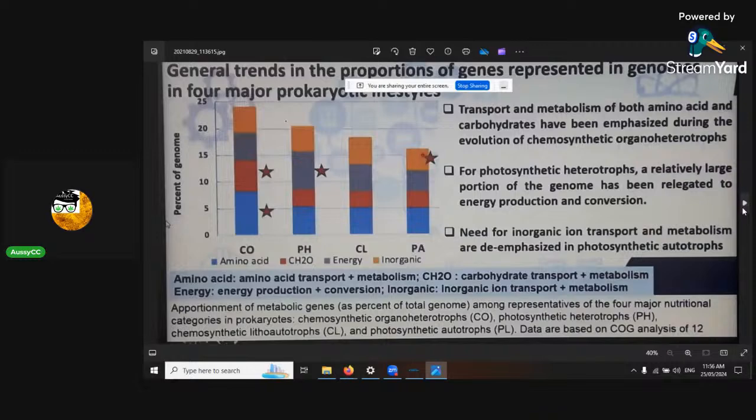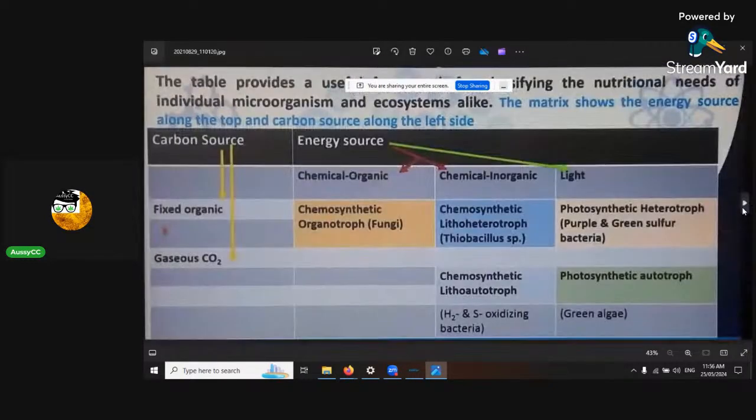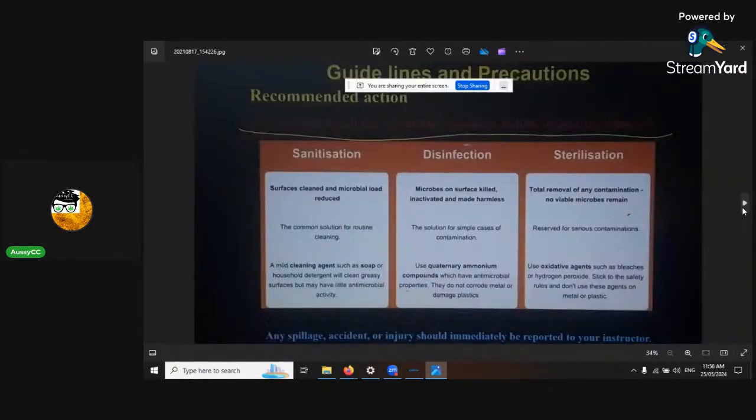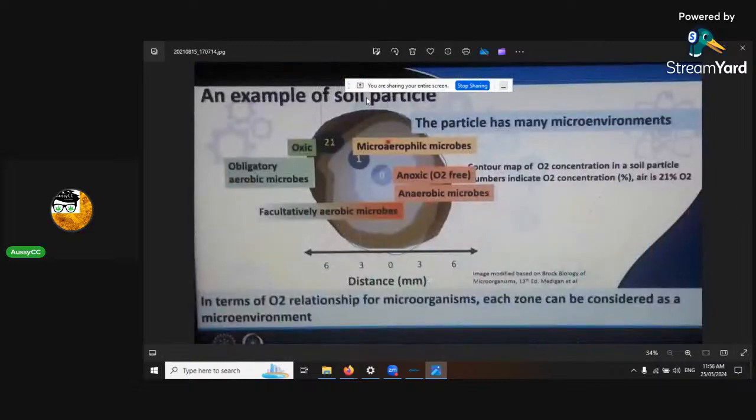What other microbe stuff? I want to get to that cool chart. Oh, actually, this is really rad.